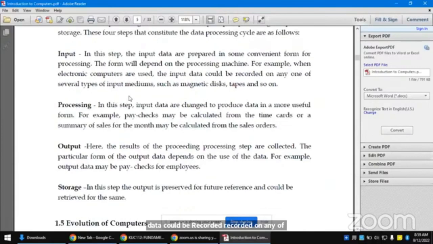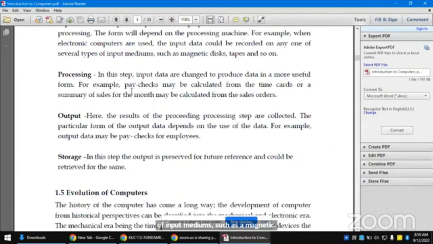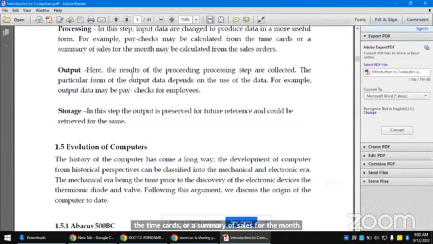Then processing. In this step, input data are changed to produce data in a more useful form. For example, paychecks may be calculated from the time cards, or a summary of sales for the month may be calculated from the sales orders. Then we have the output. Output is also very key in the cycle. Here, the results of the processing step are collected. The particular form of the output data depends on the use of the data. For example, output data may be paychecks for the employees.